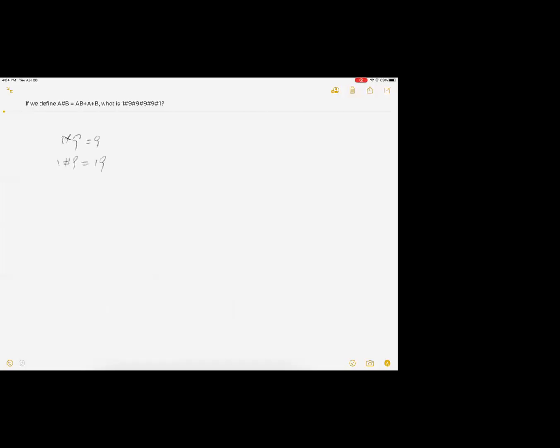Okay. So I first put 19 in the middle of the equation. And then 19 sharp 9 is basically equal to 9 times 19 plus 1 times 19 plus 9, which equals 10 times 19 plus 9. So this is equal to 19 times 9 plus 19 plus 9, right? Yeah, which equals 10 times 19 plus 9.